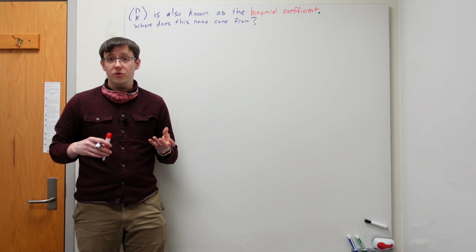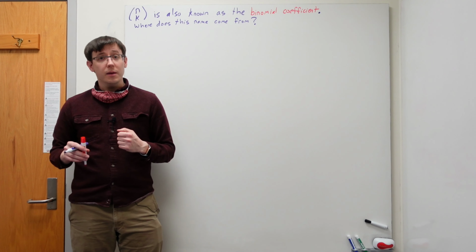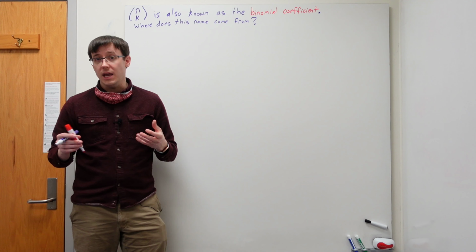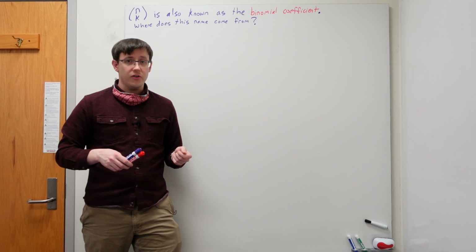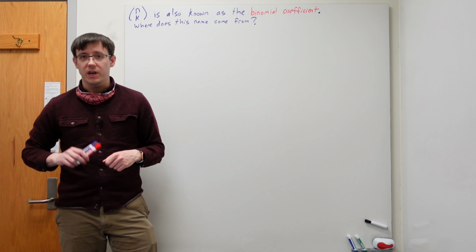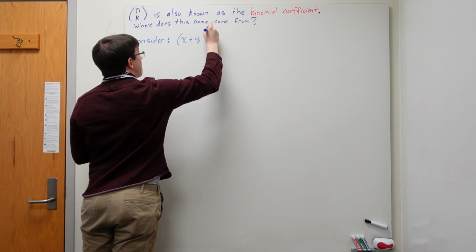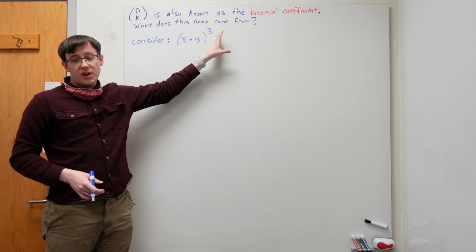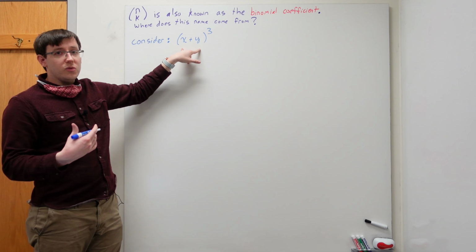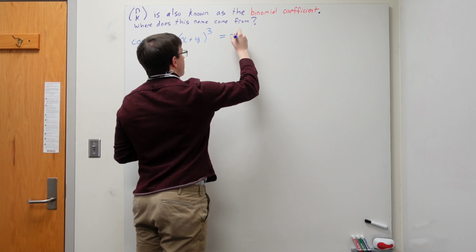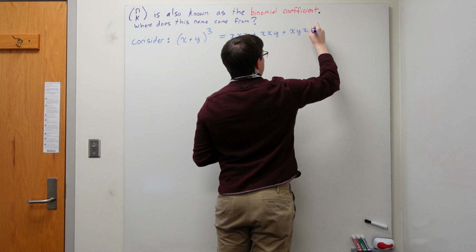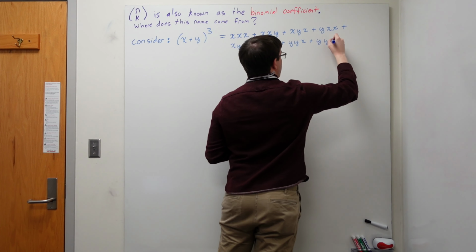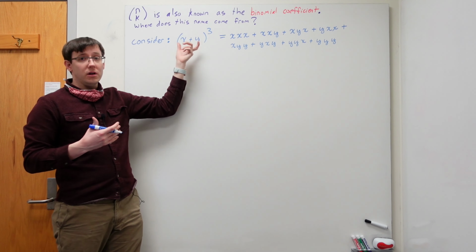Another name for n choose k is the binomial coefficient, and this name comes from binomial expansion, that is, expanding x plus y to the n. So let's look at some examples of the connection between binomial expansion and n choose k. So our basic binomial has two variables x and y that we are raising to some power. And so when we expand x plus y to the third, we get this as our result of expanding out all of the multiplications.